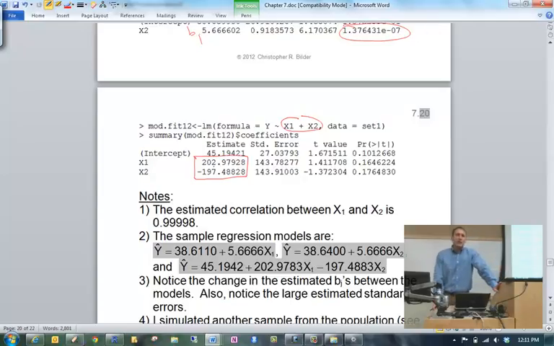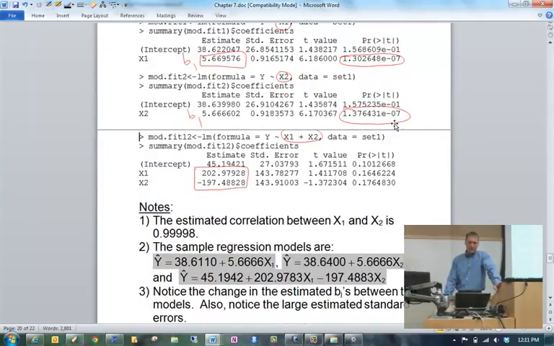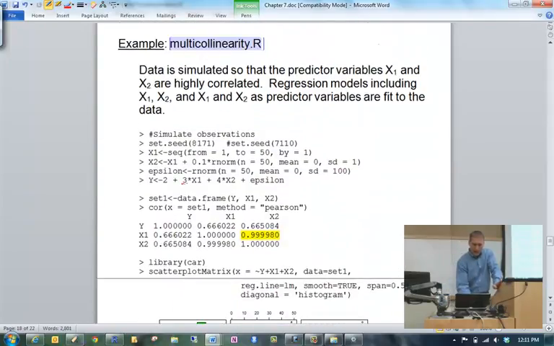Notice how the b's change dramatically from what they were before. And in fact, now it says that I have a negative relationship between x2 and y. Of course, we know that's not true. Remember what my true model was.